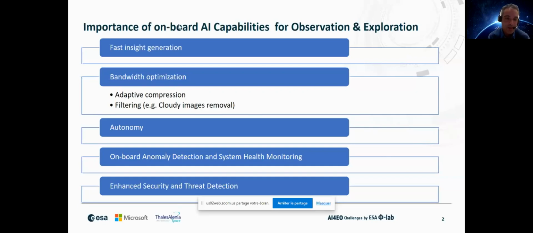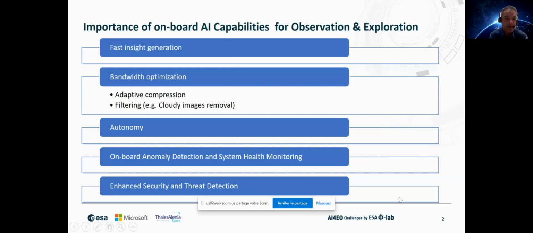The autonomy will be very important. I'm not saying that AI will solve everything, but it will be a contributor to the level of autonomy we will want to reach in those cases. A bit less visible when we design the satellite.